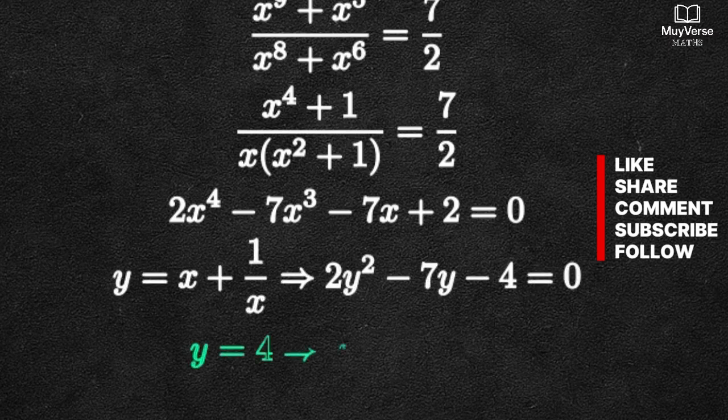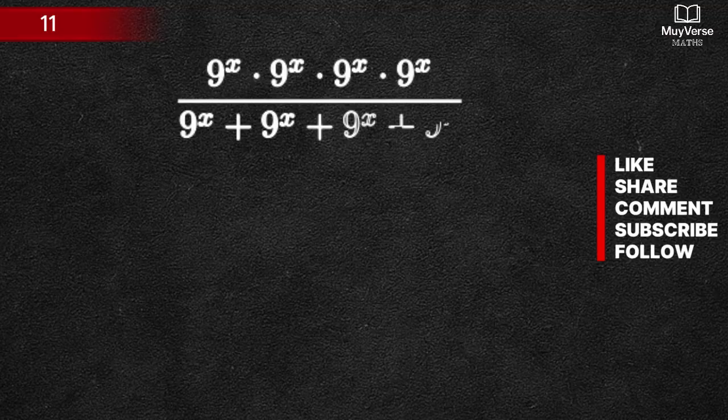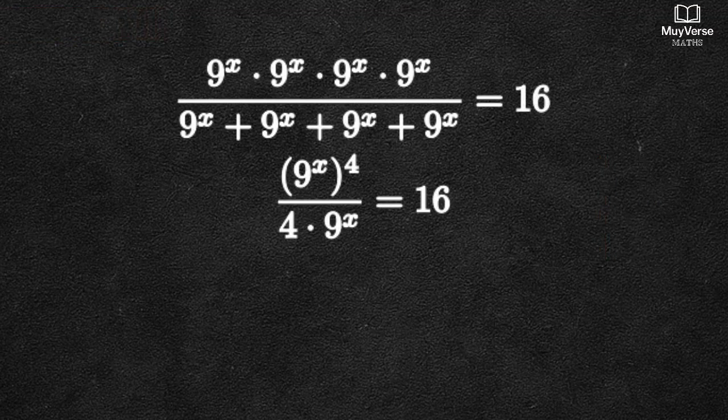Now, solve a simple radical equation. Here is the equation. Isolate the square root. Square both sides. Simplify to get x.